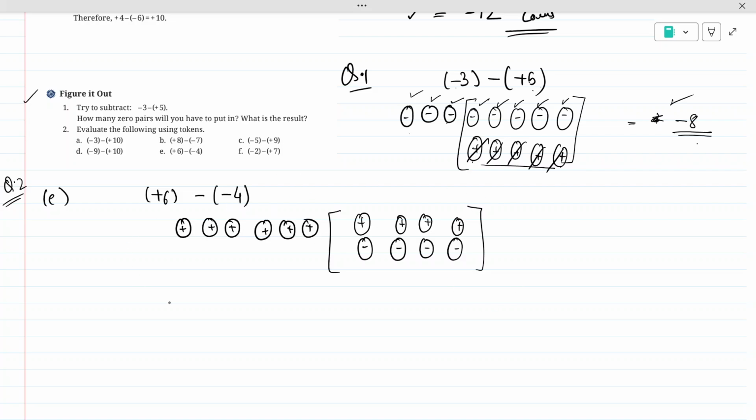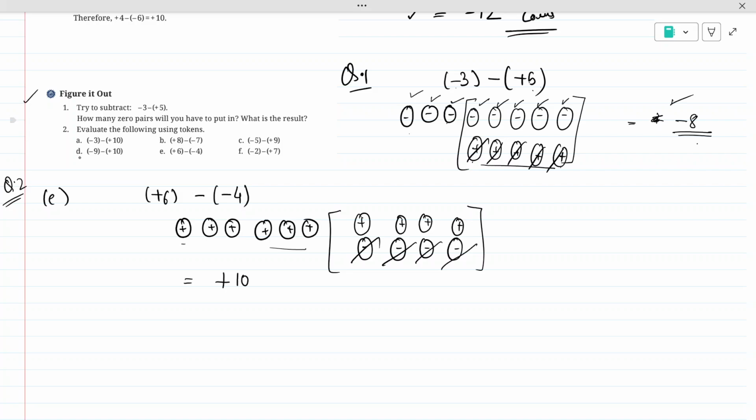After this, this is the whole set of coins I have. And from this, what I have to do? I have to remove minus 4. So minus 4 is removed. We are left with this 6 plus and this 4 plus. That is plus 10 coins. Okay. So this is how we have to do this question, kids.